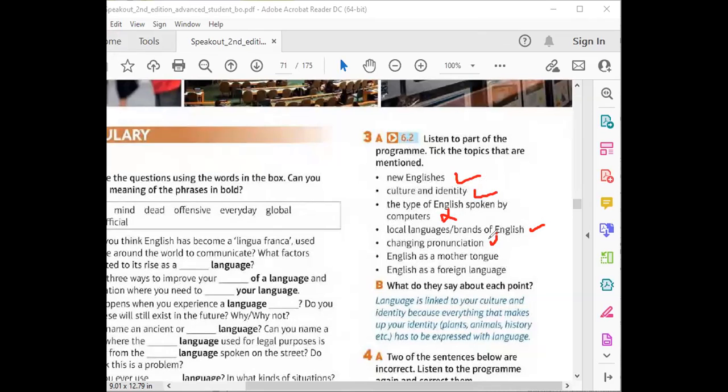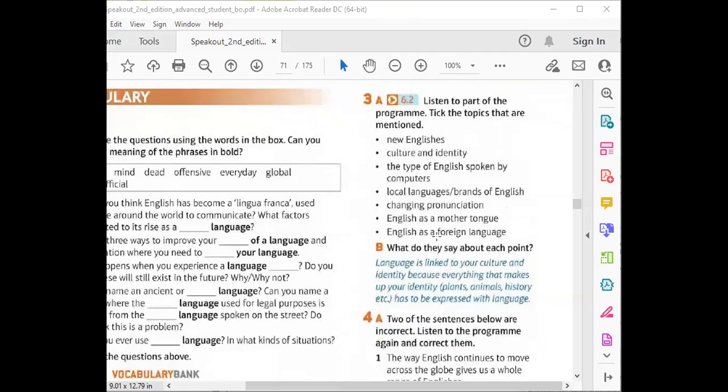Okay. What about English as a mother language? Yes, they said that. And English as a foreign language? Yes. Okay. So I'm not going to ask you the next question, which is what they say about this point, because you're not here to memorize what is said in the recording.